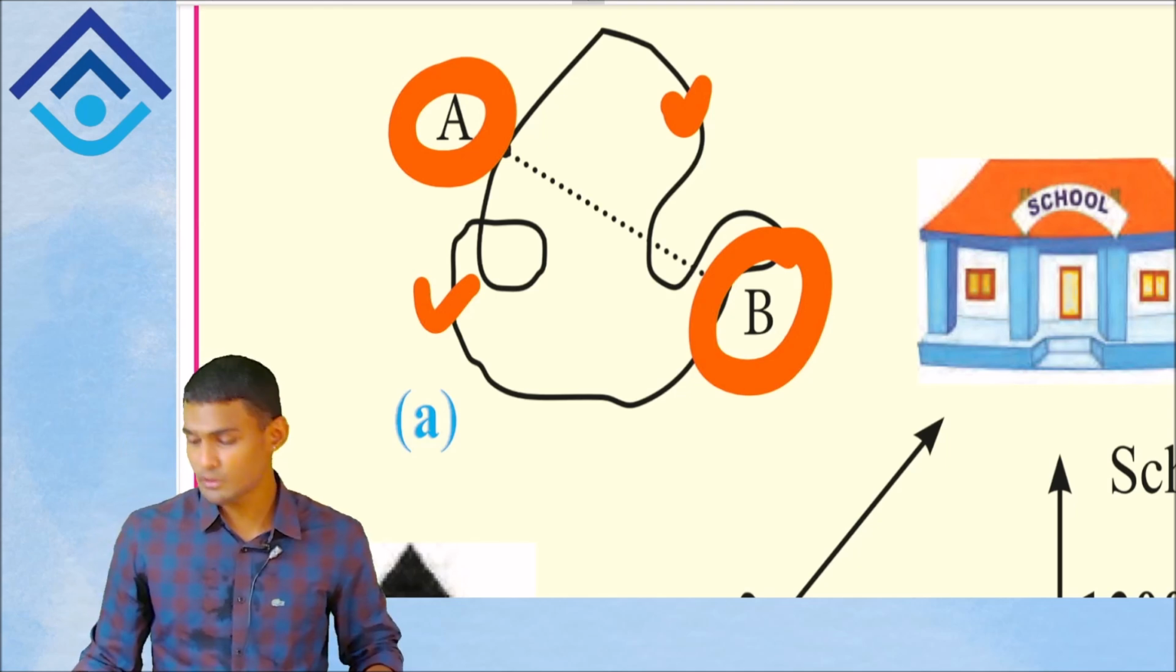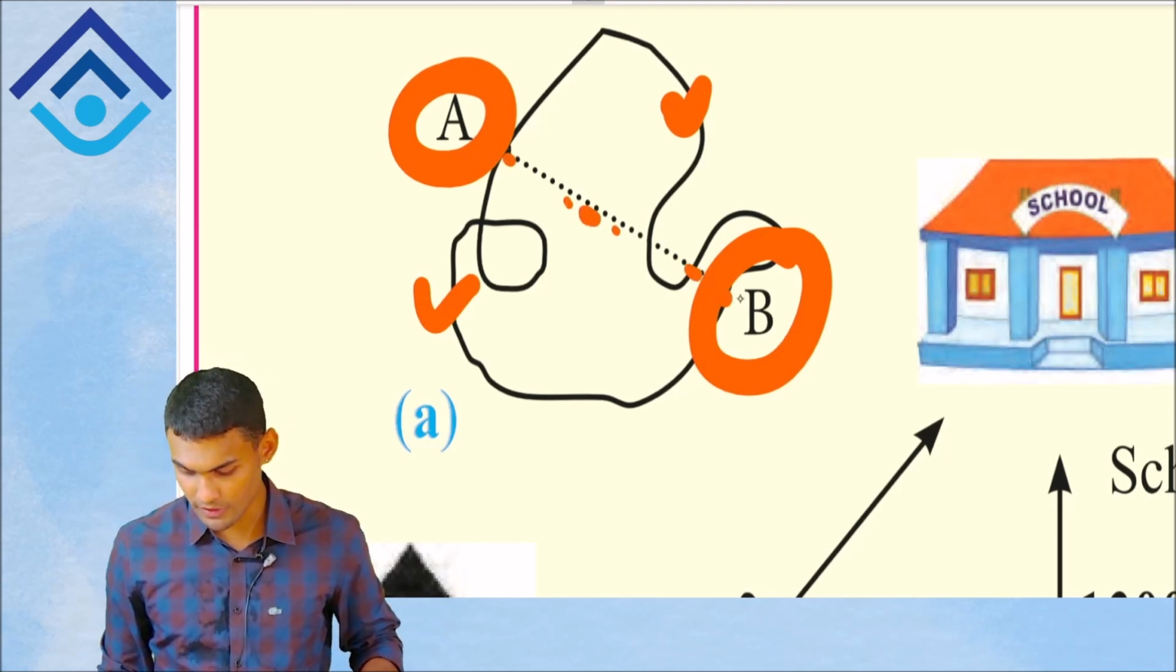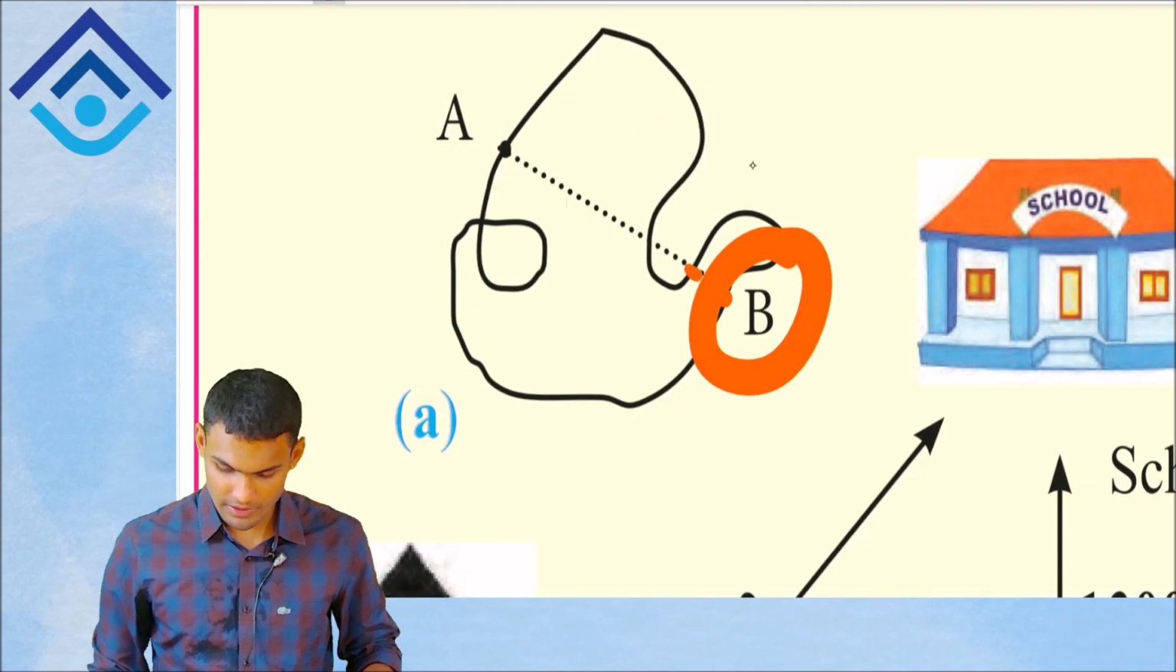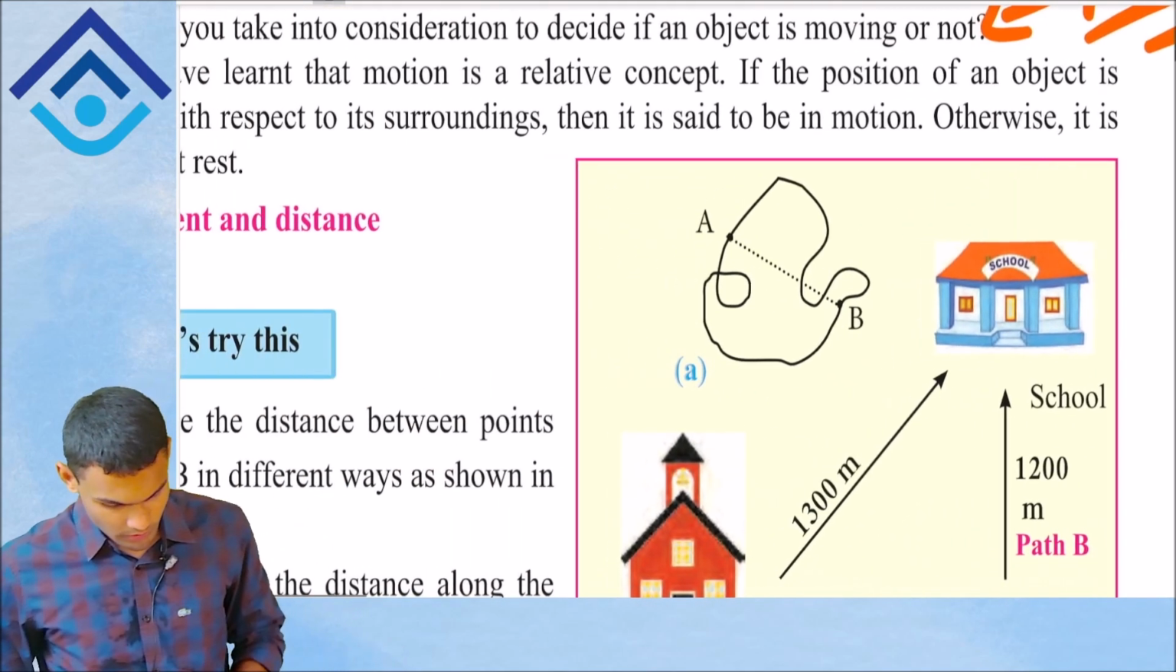But let's talk about the displacement. It's this direct dotted line from initial to the final position, and that's as simple as it is. Okay, let's see what questions they have for us.